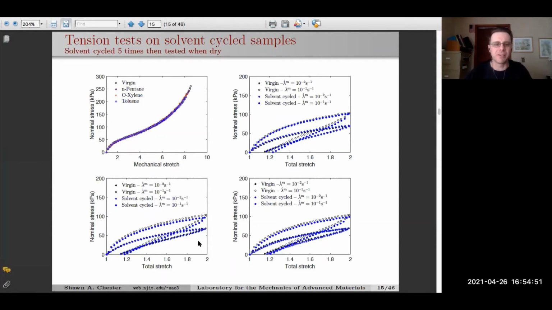And when you look at the 3 curves here, I believe this is pentane in the top right, xylene in the bottom left, and toluene in the bottom right. The data is not identically on top of itself, but this is no way close to what we've observed when swollen. So we take this to mean that the swelling, the solvent, is not deteriorating the underlying polymer network.